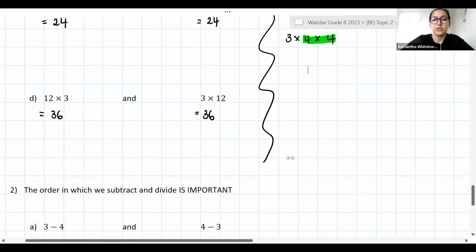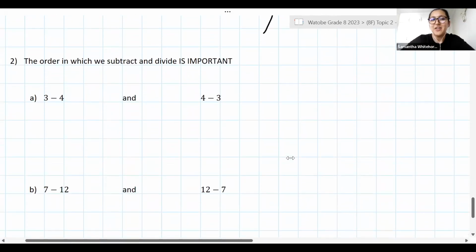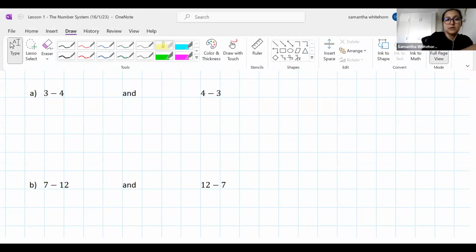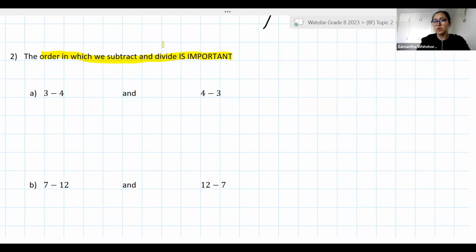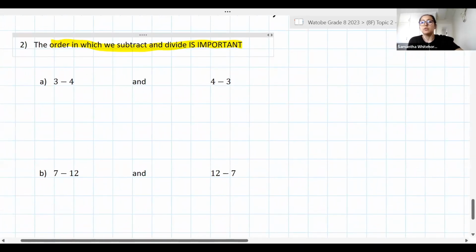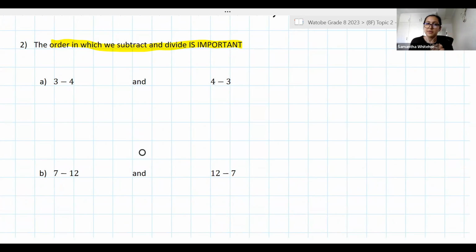Okay, so this is my next statement. The order in which we subtract and divide is important. You can't just do it however you want to do it. You have to do it in the order that I've given it to you. And now again, to prove the point, I'm asking you to find me the two answers here. So the first question is 3 minus 4. So take 4 away from 3. And the next is 4 minus 3. In question B, 7 minus 12 and 12 minus 7.